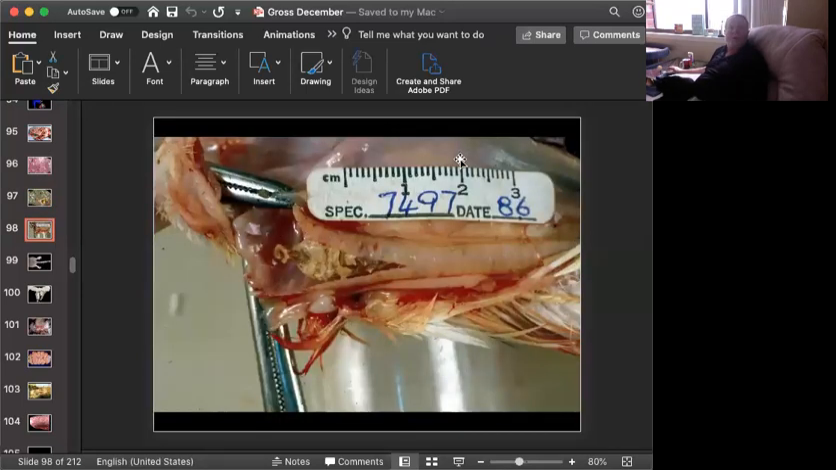Tissue from a chicken is slide number 4. Can you give me a morphologic diagnosis and a cause? Okay, time's up. We're looking at the trachea of a chicken. There is a large fibrin cast in it.